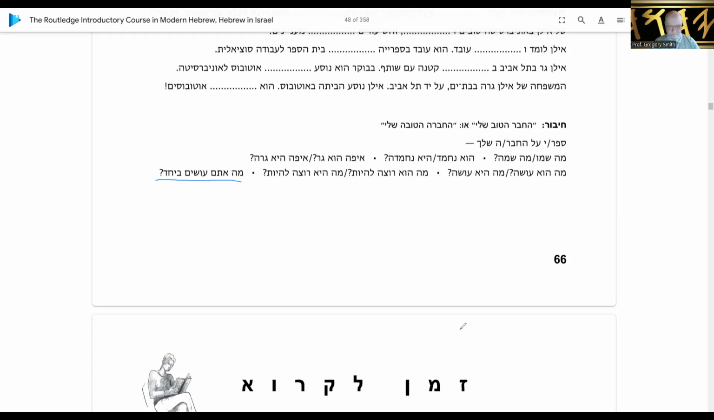Lomdim. Osim. There we go. Anakno osim lomdim ivrit. We are learning Hebrew. How about that one? אנחנו עושים לומדים עברית. Yeah, anaknu osim lomdim ivrit. So we are learning Hebrew.